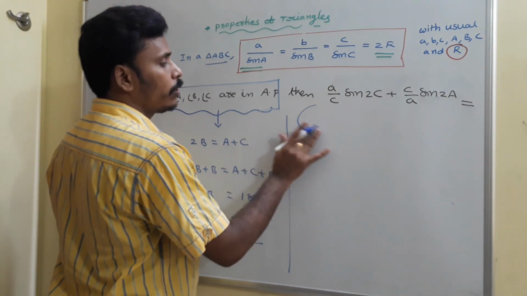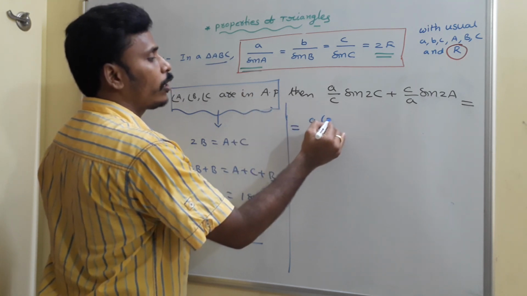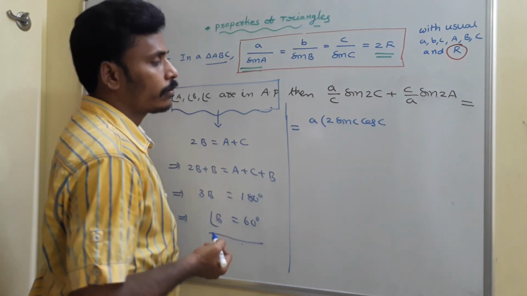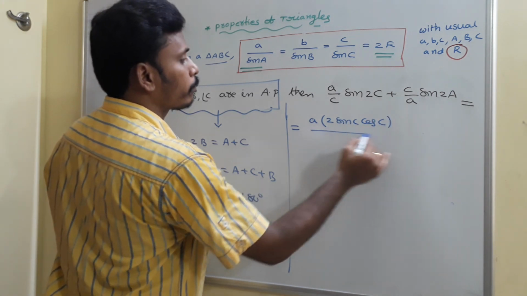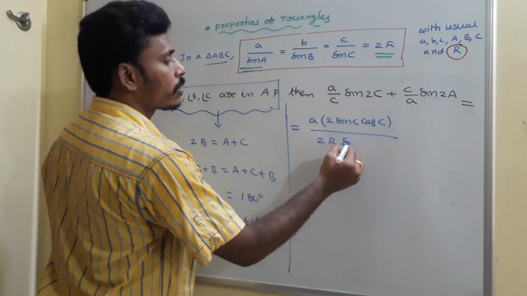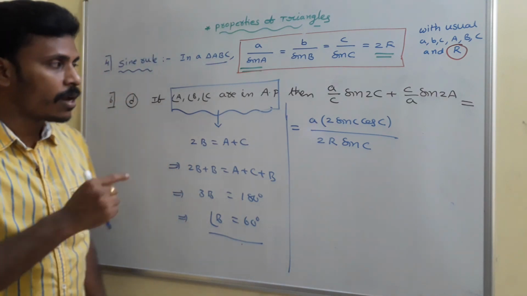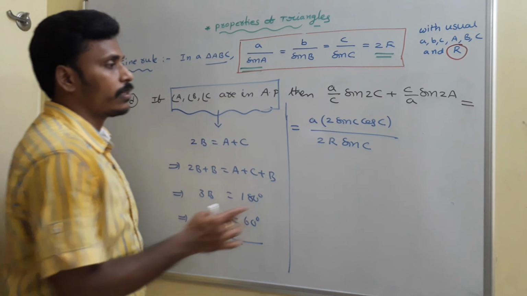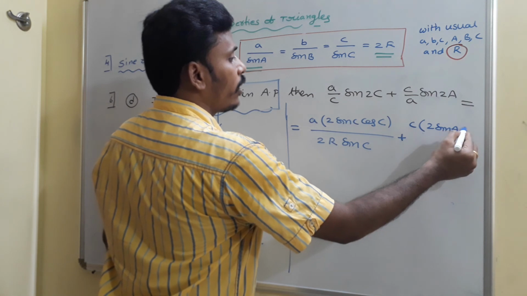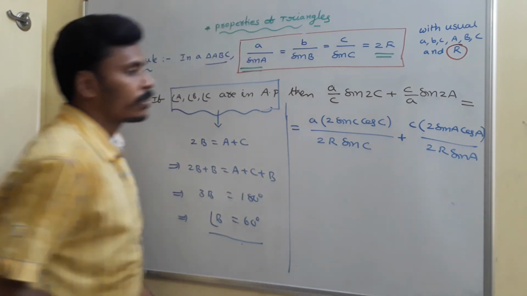How to find it? You just use your trigonometrical rules and the sine rule. A into sin 2C can be written as A into 2 sin C cos C. Is it clear? Divided by C, which from the sine rule is 2R sin C. Similarly, we can write C into 2 sin A cos A divided by the denominator A, which is nothing but 2R sin A.